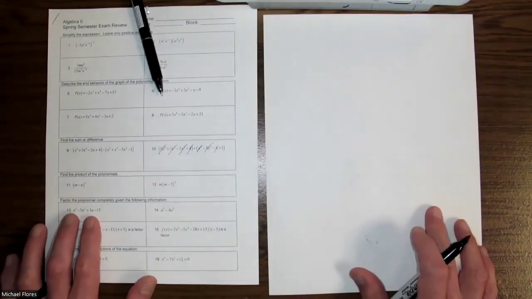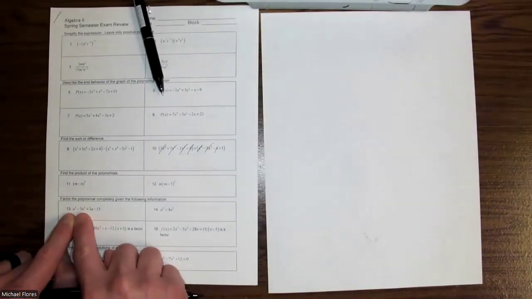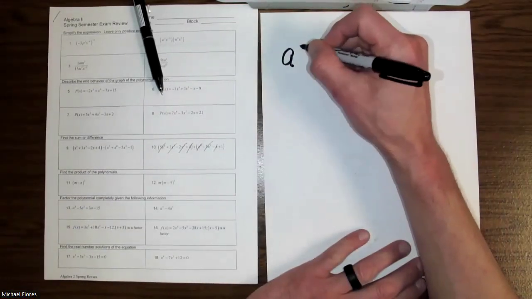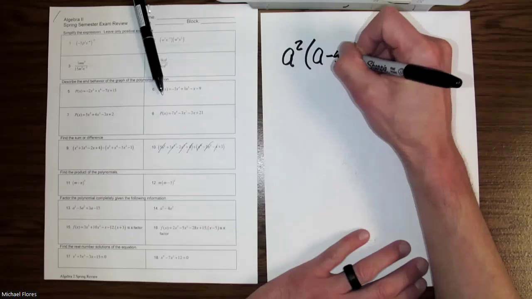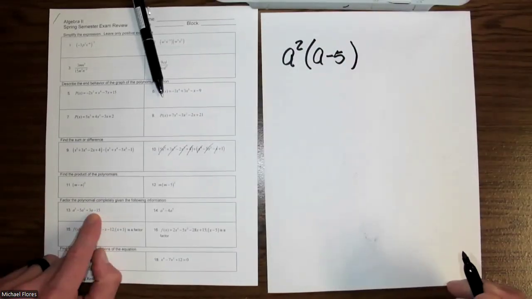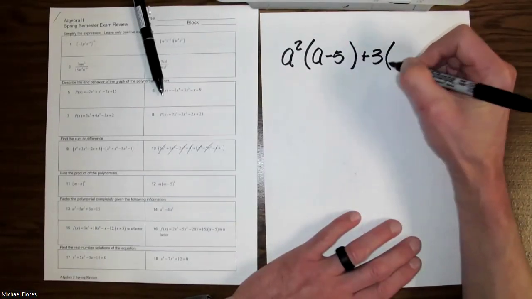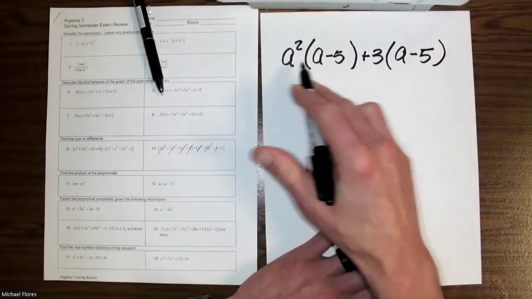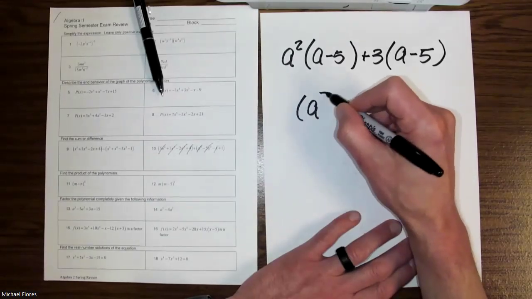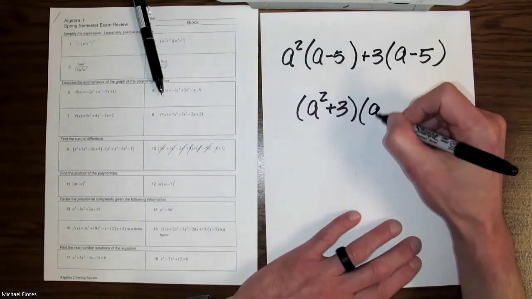Example 13, we're going to factor this here. We're going to factor by grouping. This very first group here, a cubed minus 5a squared, you could factor out a squared. And that would leave you with a minus 5. This next group here, the 3a minus 15, you could factor out a positive 3. And that would leave you with a minus 5 again. Okay, so one of our factors is a squared plus 3. And the other factor is a minus 5.